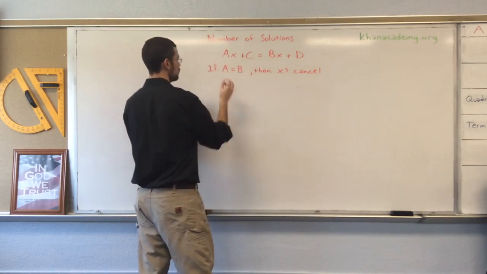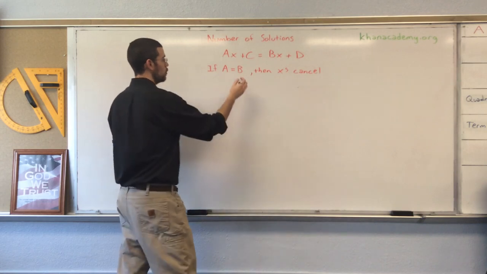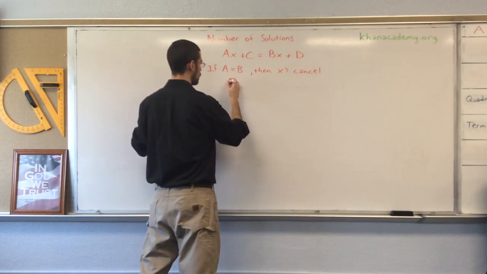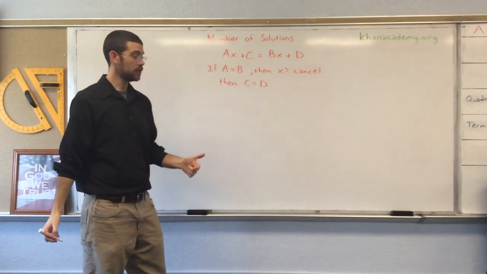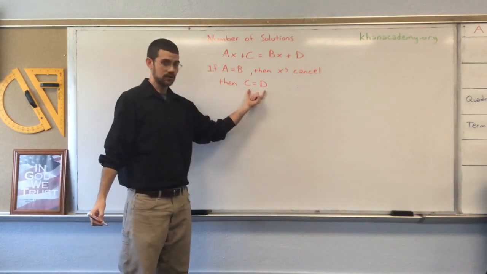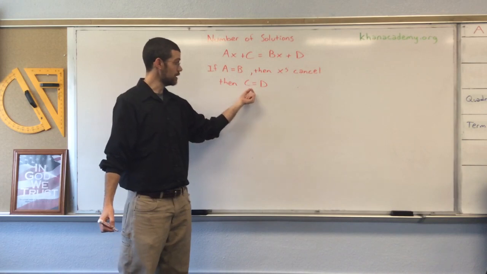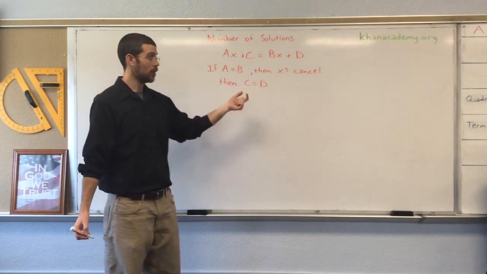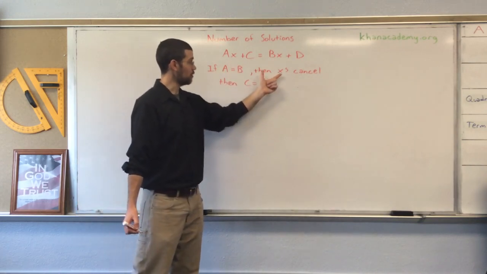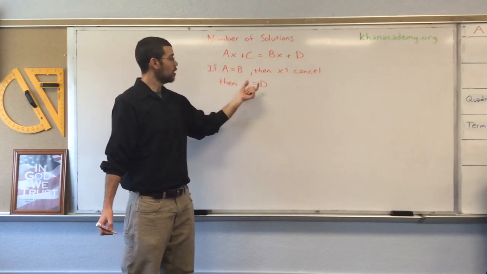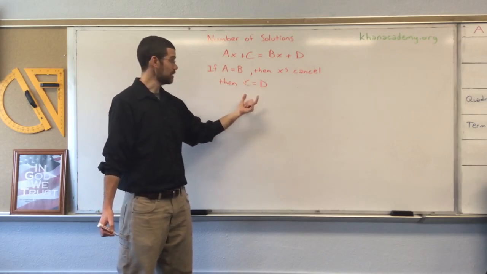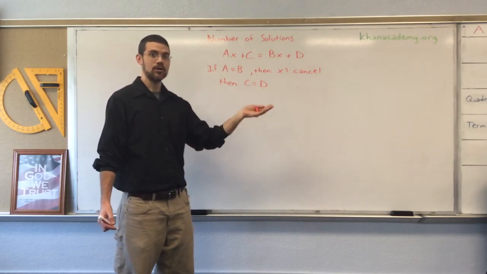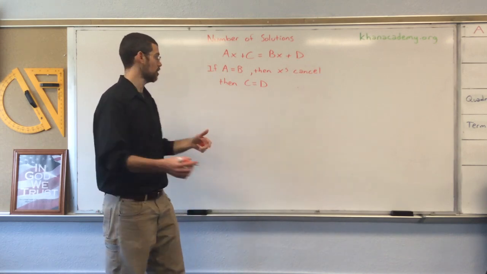So if A equals B, then the x's cancel, which leaves you with the equation that C equals D. Now, if C equals D, and that's true, if C really is the same constant as D, then that means no matter what x value you put into this equation, the result is a true equation. That means that any number could be a solution. That means there are an infinite number of solutions.